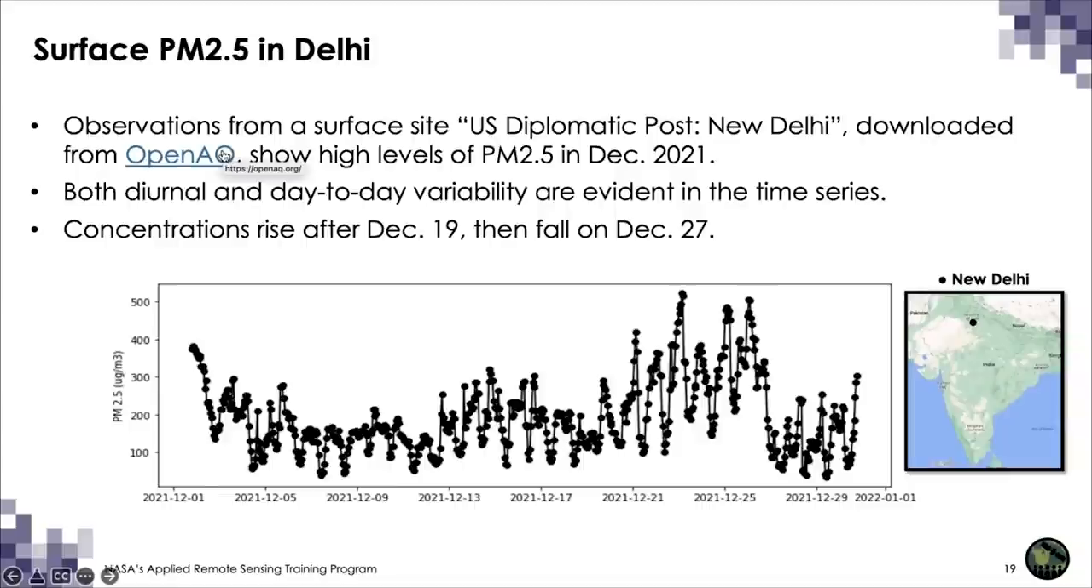The plot shows the time series at this station for December 2021. Looking at this time series, we see that there is diurnal variability, which is how the values change over the course of the day, and also day-to-day variability. In particular, we see that the concentrations rise after December 19th and then fall sharply on December 27th.